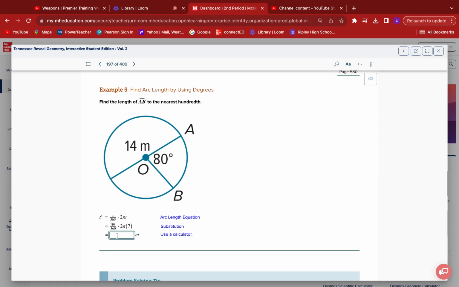It does make it quite a bit easier. Again, if you're anything like me, you like to leave it in terms of pi to get your students prepared for what is coming next, and that is leaving pi in answers. All you're going to do is take 80 divided by 360 and then times 14. Do not put pi in your calculator, and you're going to end up with 28 pi over 9. So 28 pi over 9 is what I prefer.